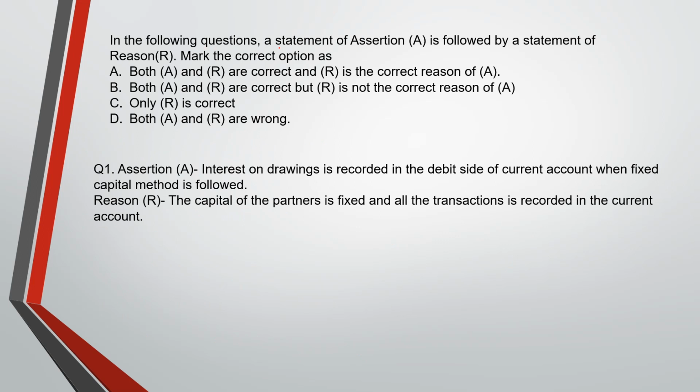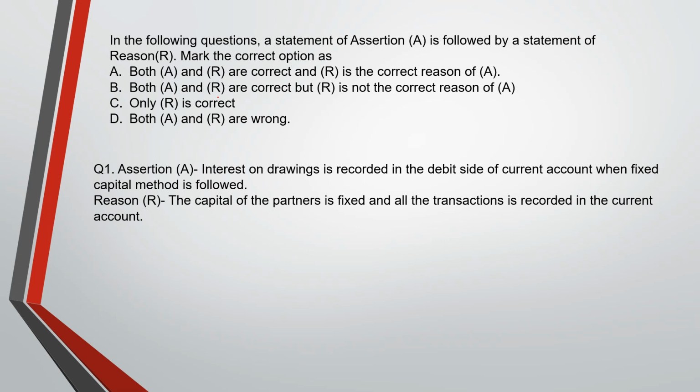In the following questions, a statement of assertion is followed by a statement of reason. Assertion is represented by A, Reason is represented by R. Mark the correct option as A if both assertion and reason are correct and the reason is the correct reason of A. So if reason is a correct explanation of A, then you will mark the option A.